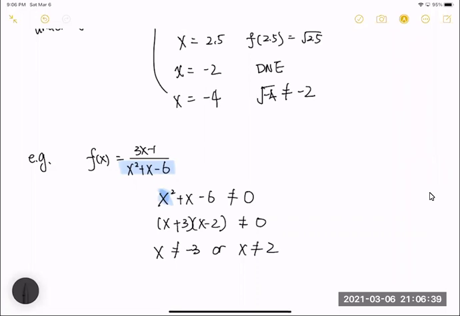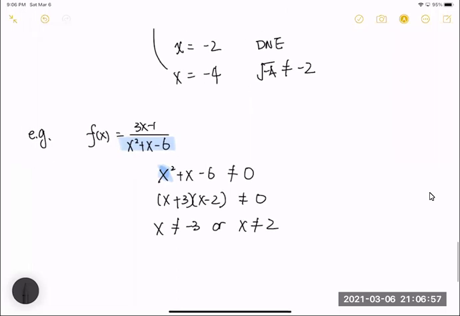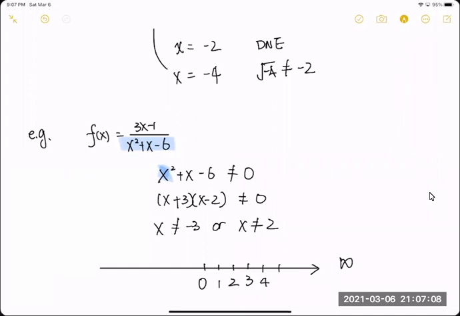So that's the domain, which means x can be any number: 3.5, that's fine, even -3.1, 3.99999, that still works, but x cannot equal -3, and x cannot equal 2. So let's draw a number line. To the right would be infinity. With a 0, we have 1, 2, 3, 4, 5. To the left side is -1, -2, -3, -4, -5, and then negative infinity. So this is the number line.